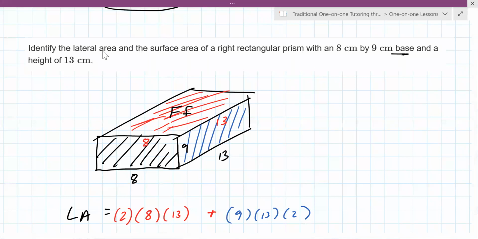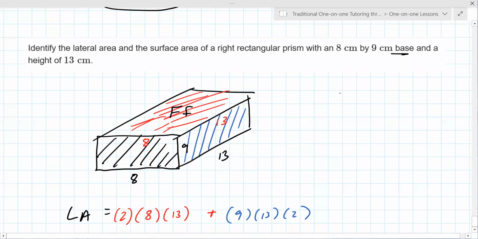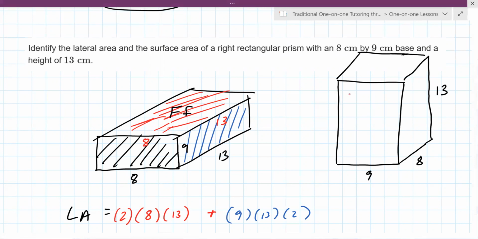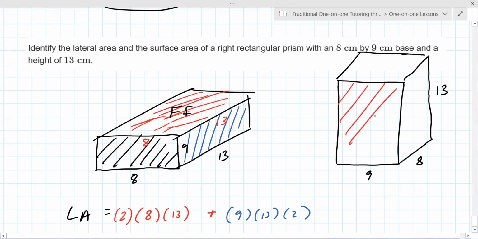Okay. So again, what I don't like, since I didn't draw it, is this is the front face. The front face is, well, depending on how you do it, it's 9, and this is 8 and this is 13. Maybe that's more clear. And then the red is kind of there.